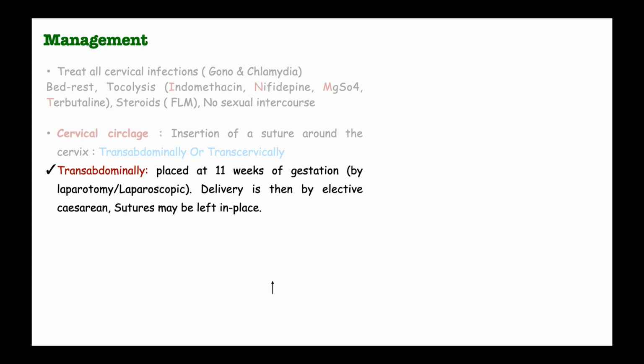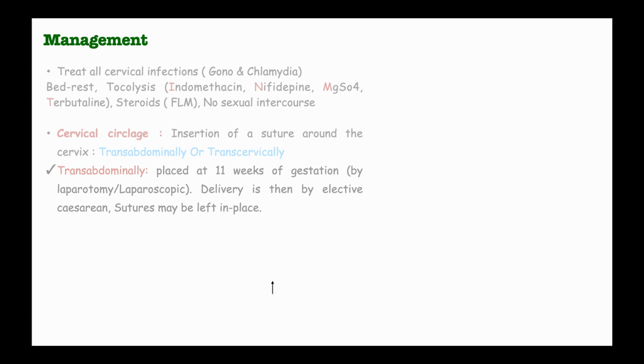And so it is important to note that all women with transabdominal cerclage require delivery by cesarean section, and the abdominal suture, the suture which we used for the cerclage, may be left in place following delivery for subsequent pregnancy, such that we do not need to do further cerclages for this woman.